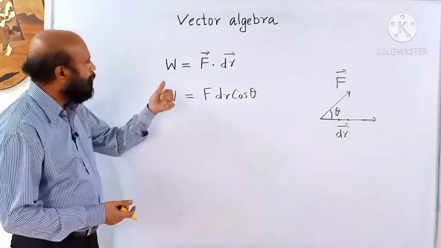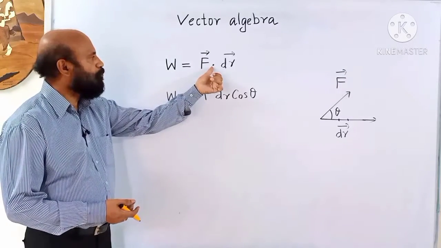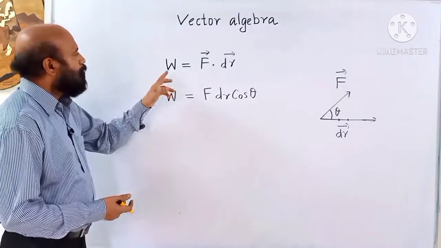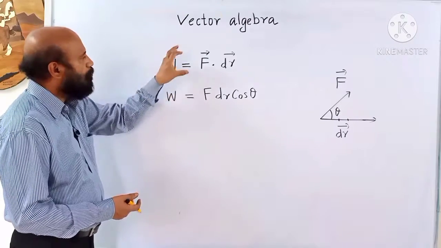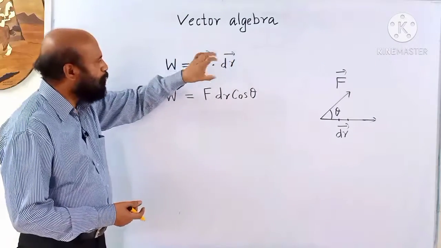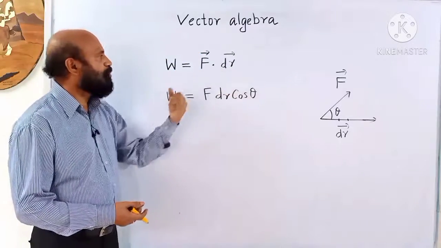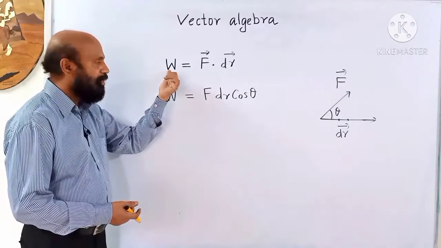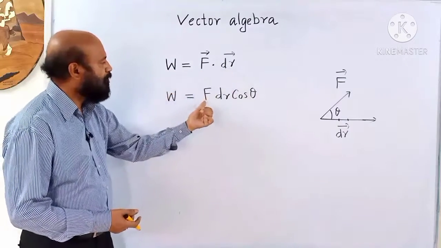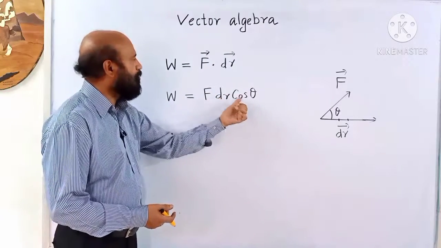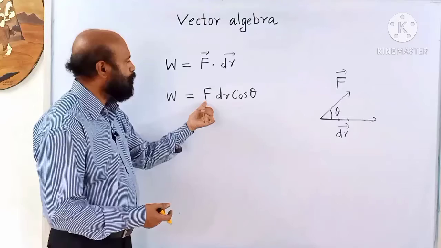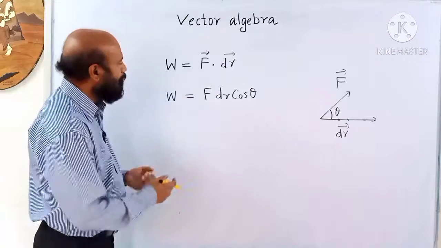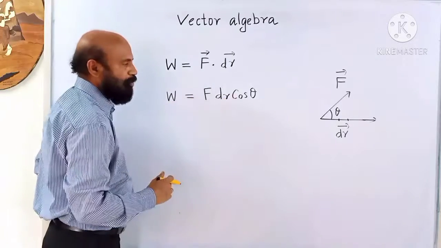In physics, work is the dot product of force and displacement. So work is a scalar quantity. Force and displacement both are vector quantities. So dot product of two vector quantities will be a scalar. So work is a scalar quantity. F vector dot dr is F dr cos theta. F is the magnitude of force. Dr is the magnitude of this vector. So W is equal to F dr cos theta.